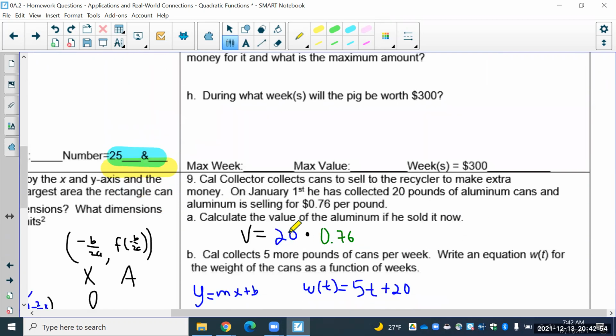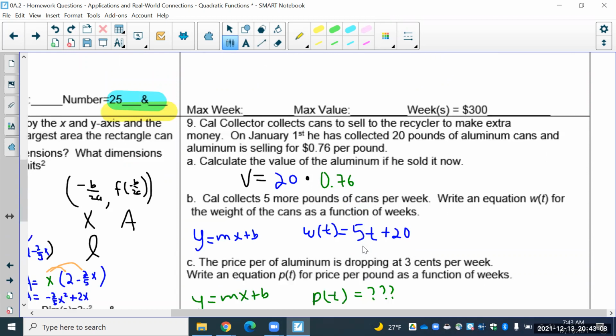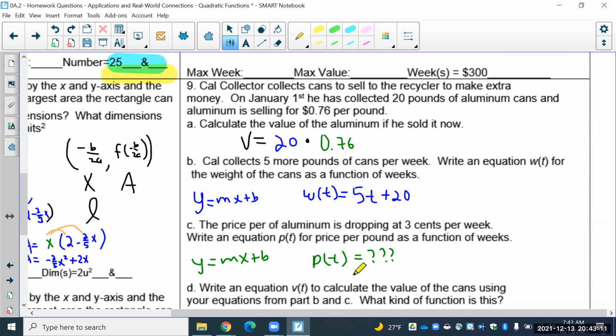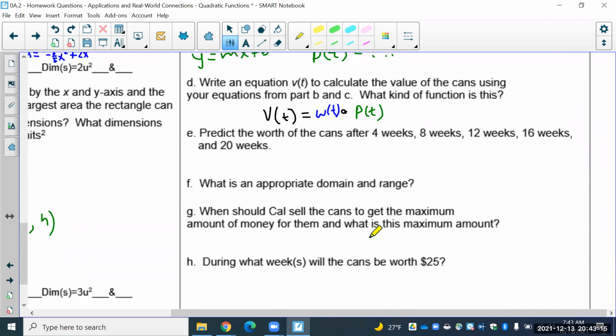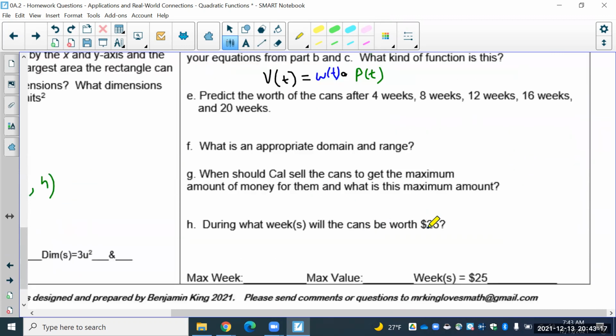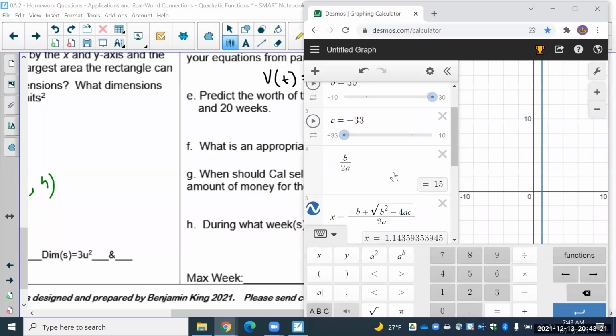Down here, you have a similar one where you have someone collecting aluminum cans. You can see I already updated this, where it says on January 1st. Yours does not, but this one does. So you would get an amount if they sold it on January 1st, but then 5 more per week, dropping 3 cents per week. You find the product, you plug stuff in, domain and range, then the maximum and the quadratic formula. In general, if I were to give you another hint, get Desmos open on your paper.